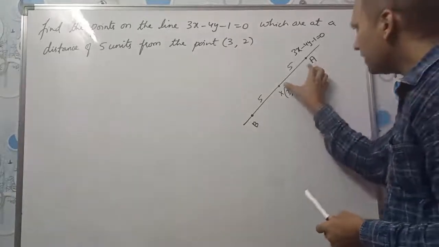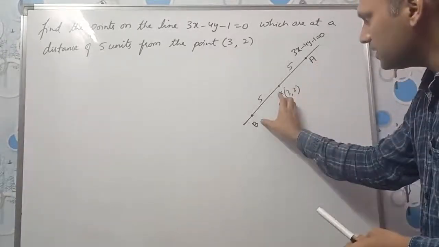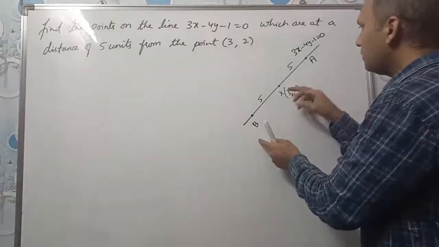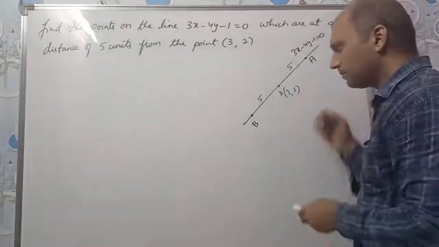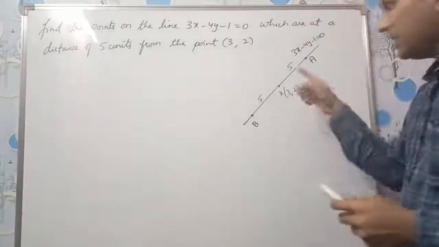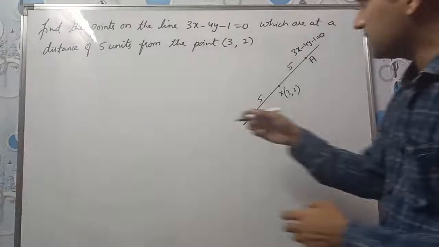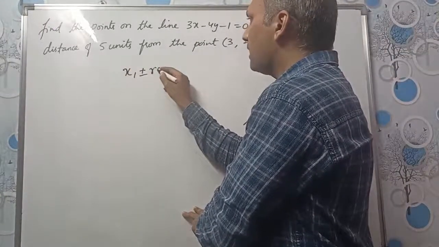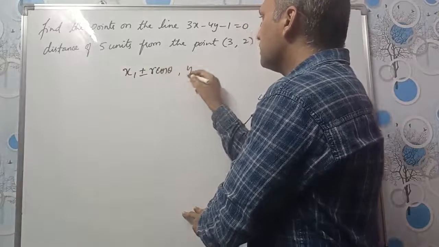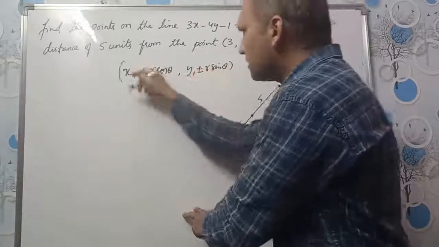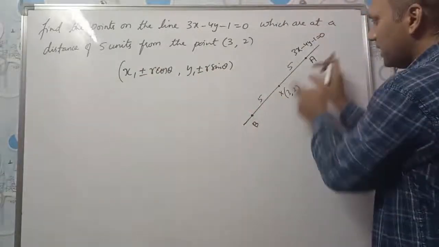This A is 5 units away from (3, 2) and B is also 5 units away from (3, 2). These 3 points are lying on the straight line. See, this is the parametric form, isn't it? What is that parametric form? x1 plus minus r cos theta, y1 plus minus r sin theta. This will give us 2 values, A and B.